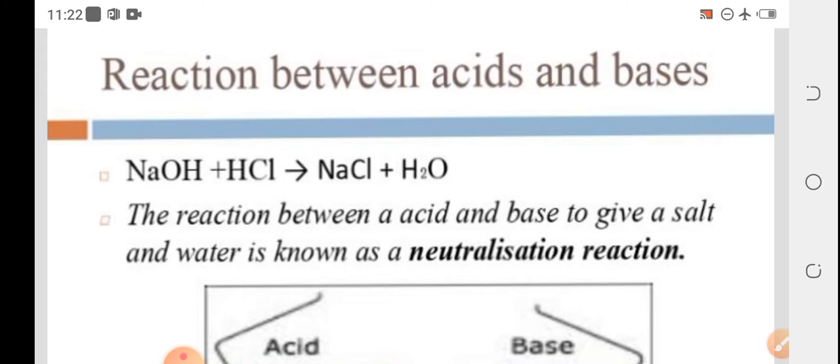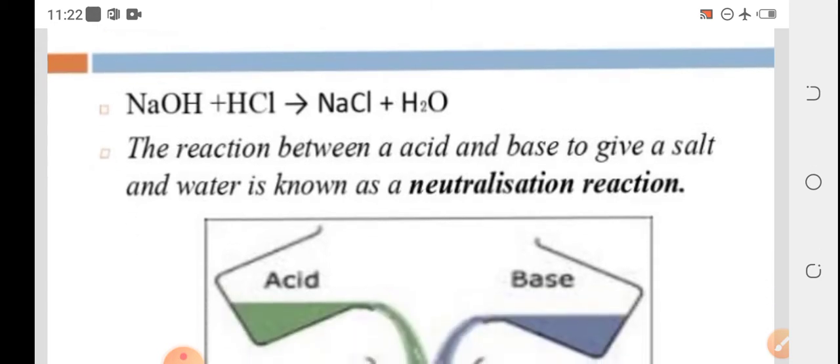Reaction between acids and bases. What happens when an acid reacts with a base? It forms a salt and water. Let's see here, sodium hydroxide plus HCl. Sodium hydroxide is a base and HCl is an acid. Whenever they interact, they form sodium chloride plus water. This reaction between an acid and a base, giving a salt and water, is known as a neutralization reaction.